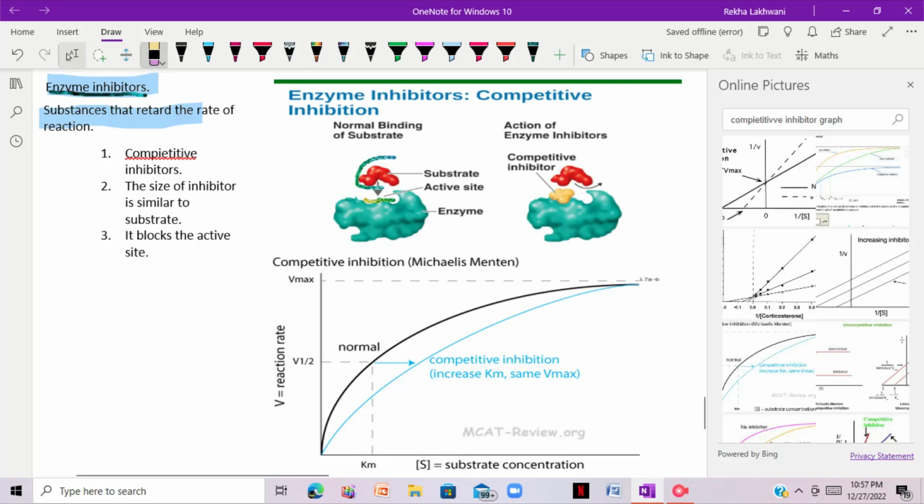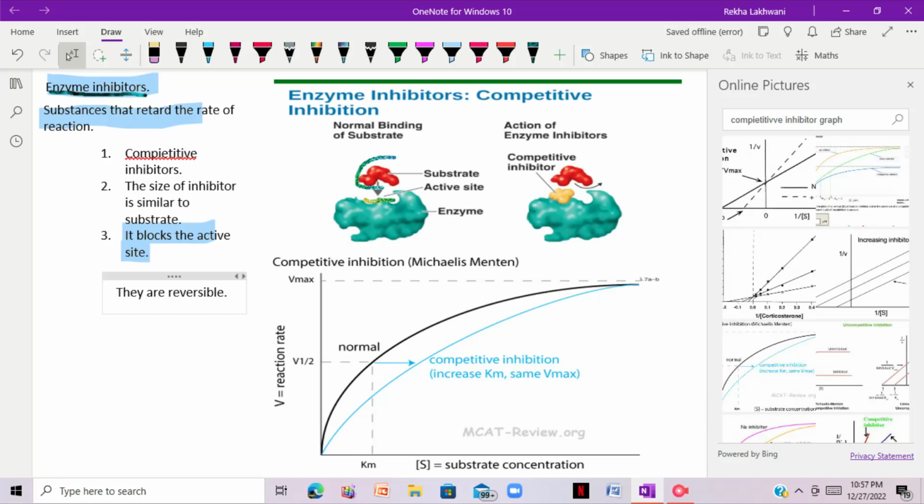Okay, they are actually reversible. What does that mean? It means that after some time this inhibitor will detach. But what will it do? It will decrease the rate of reaction. But after some time it will get managed, right?